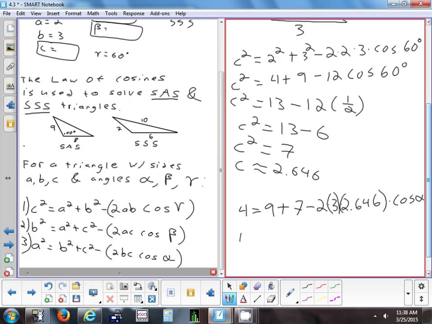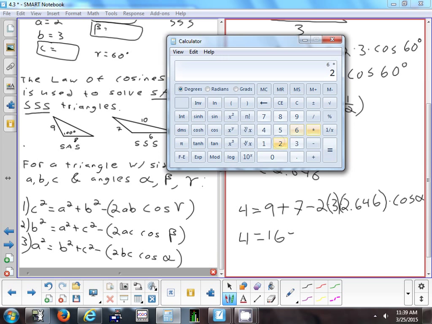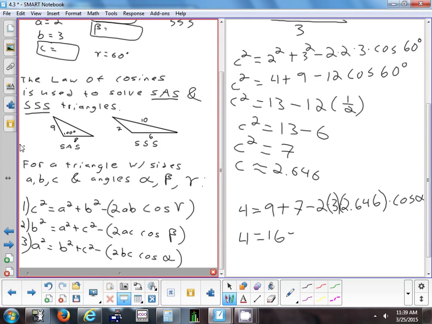All right, so let's go through. 9 plus 7, that's okay to do separate even though it's addition. Just don't do 7 minus 2. We're going to do all that multiplication together. So 9 plus 7 gives you 16. 2 times 3 is 6. And now we need 6 times 2.646. So 15.876.